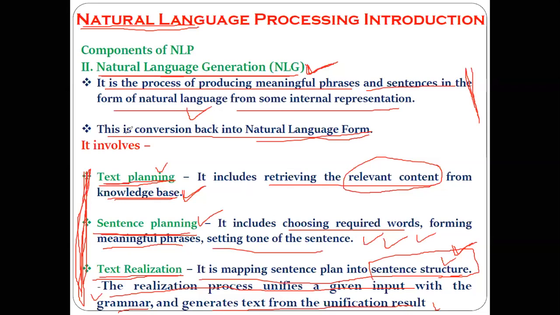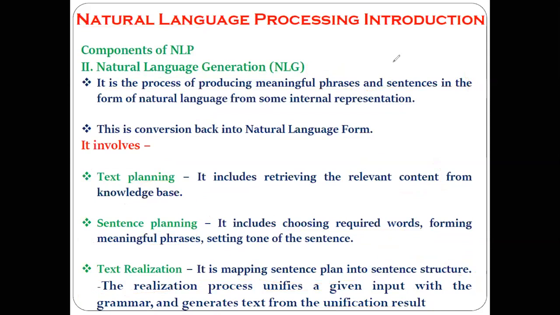Whatever you have asked the machine, try to generate the answer. That is in the form of natural language only, and while generating that answer you try to follow these three steps. Understood this point? For the 4 marks it can be asked.